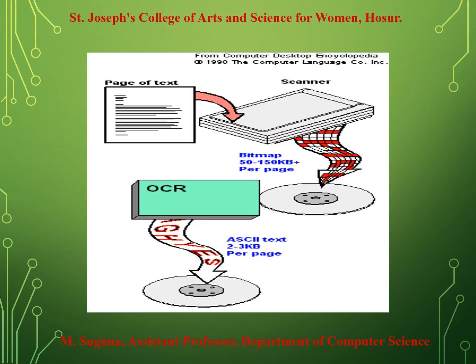See in the diagram, we can see a page of text which is fed into the scanner. It is converted into a bitmap and it is given as input to the OCR. It converts it into the ASCII values and stores it in the disk.